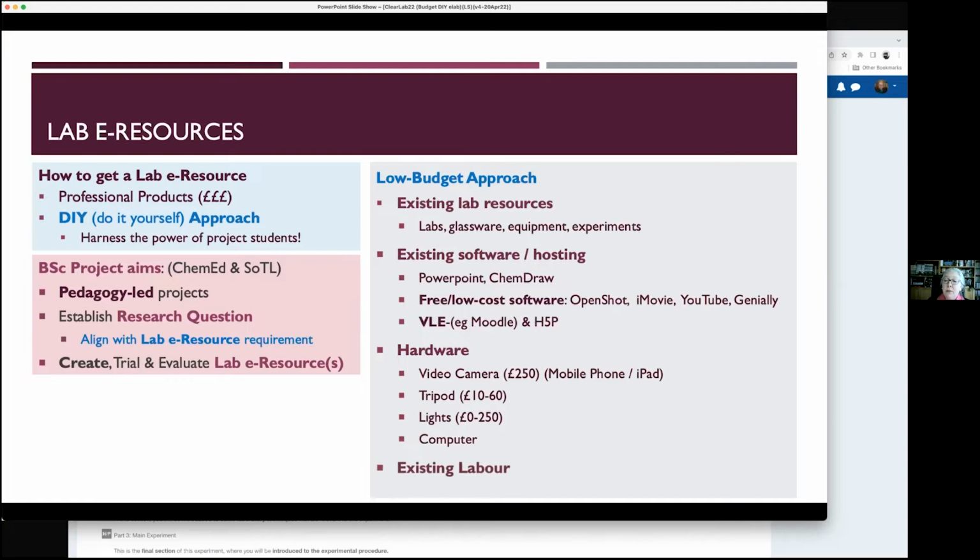What do we also need? We need labor. But we're talking about existing labor. So your project students, because they're motivated to do their project, come into play here, and supervisors, we're always working. So why not just use us, right?